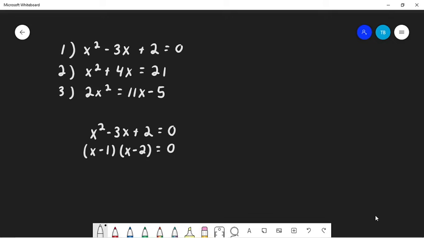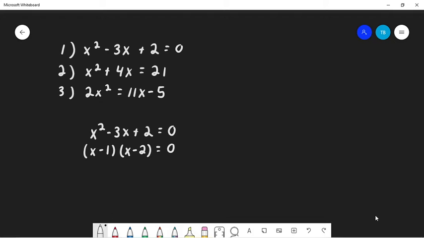Now we employ what's called the zero product property, which says that if we're multiplying things together and the product is equal to 0, then at least one of the factors has to be equal to 0. And if we think about that for a moment and just reflect on it, it just kind of makes sense to us. But just to reiterate, if we're multiplying things together, product is 0, at least one of the factors has to be equal to 0.